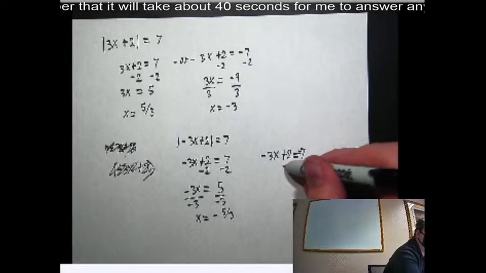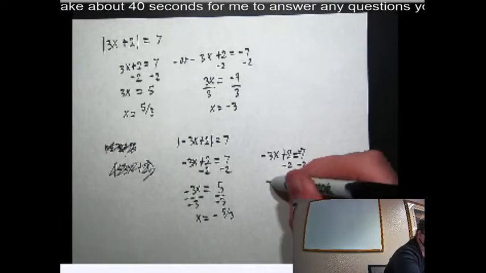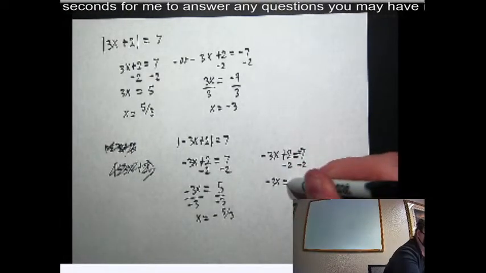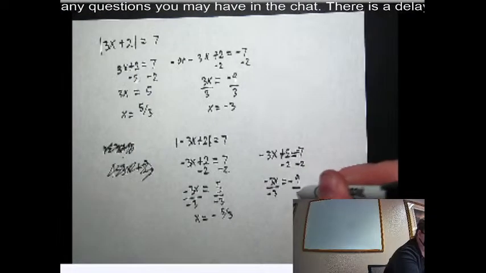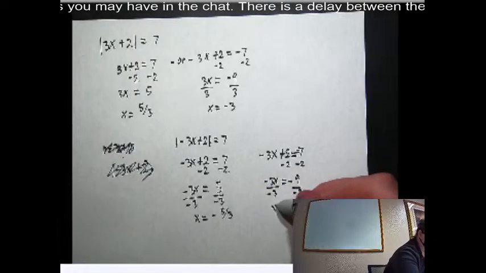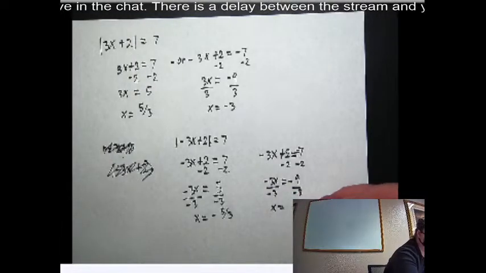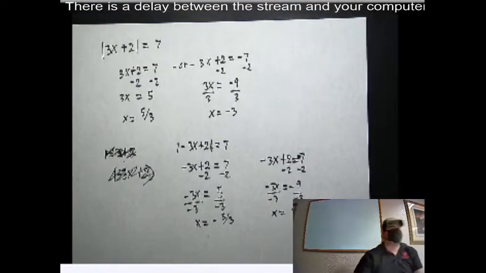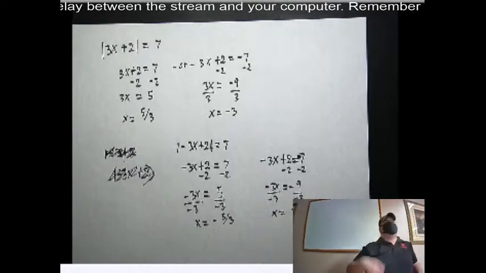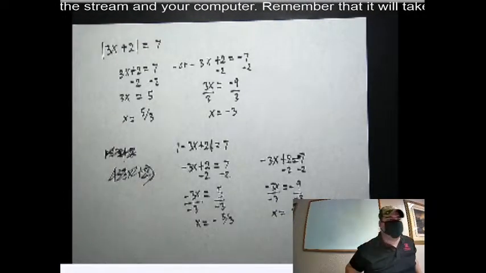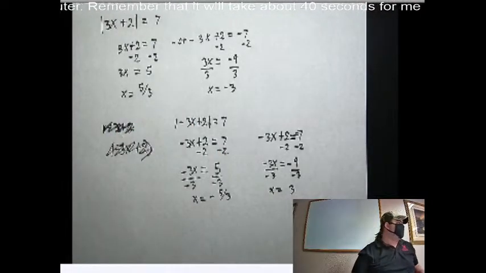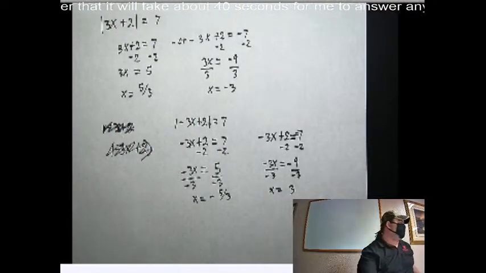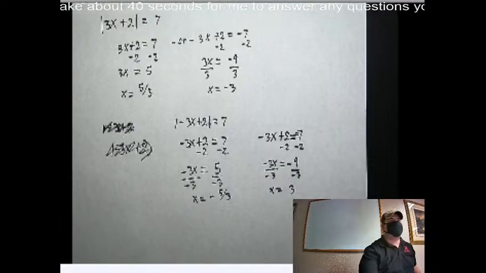Same thing over here. So subtract 2. We get negative 3x is equal to negative 9. Divide by negative 3. And we get x equals positive 3, right? So essentially, by adding that negative to the 3 here, I have flipped the signs on my solutions. Things are flipping around. Okay? So we need to keep that in mind when we go into the next one.